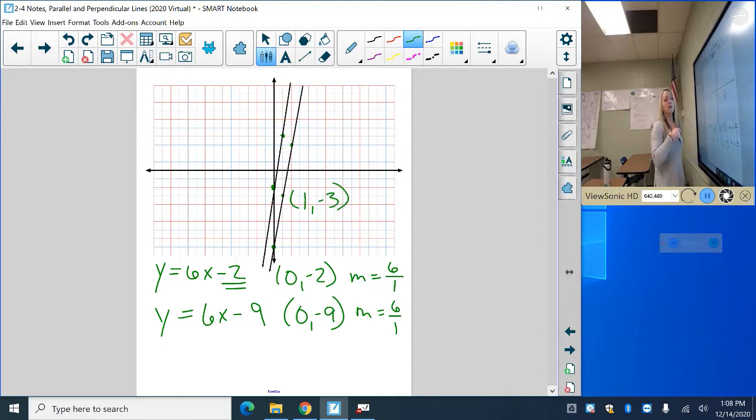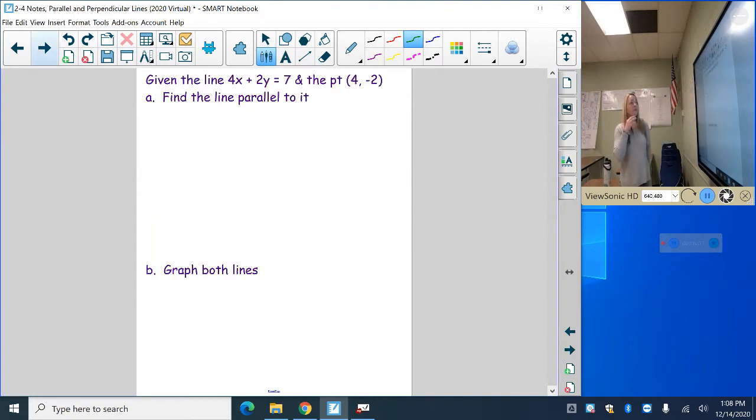And it works out. So let's do that a couple more times, a couple more examples, and then you'll be able to do them on your own. Given the line 4x plus 2y equals 7 and the point 4, -2, find the line parallel to it. Okay, so step 1, I have to solve that for y so that I know what the slope is.